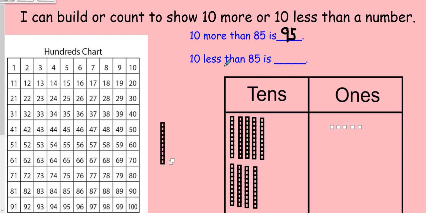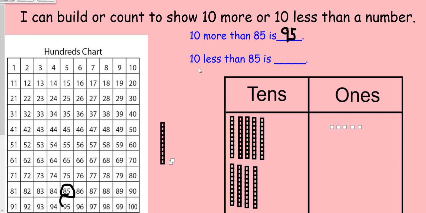Let's find 85. Remember, if we are going 10 more, do we go back this way or do we go down this way? We go this way. 10 more than 85 is 95. Let's count 10 spaces just to be sure. 1, 2, 3, 4, 5, 6, 7, 8, 9, 10. 10 more than 85 is 95.